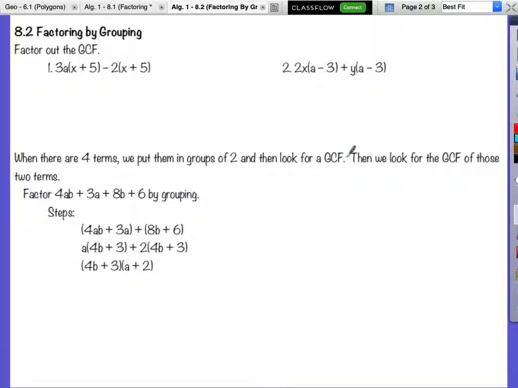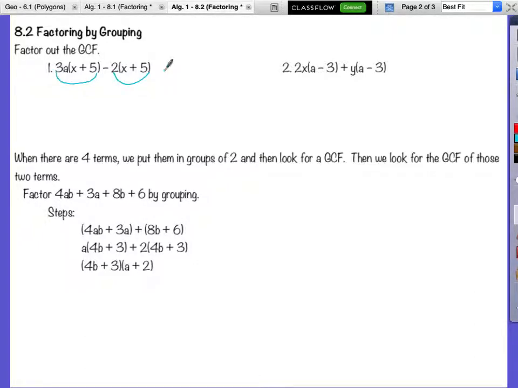So here, if we look at this like it's one whole term. Before, this 3a would have been the GCF of x and 5. But now we're going to look at this like it's one whole term, like it's one big thing. So do this one big thing and this one big thing have anything in common?